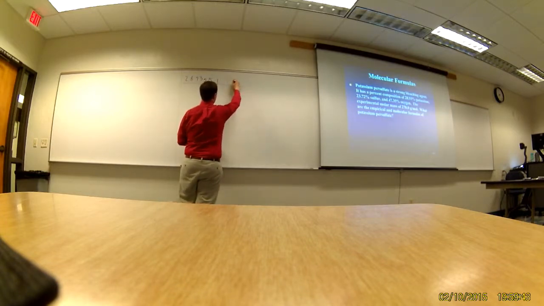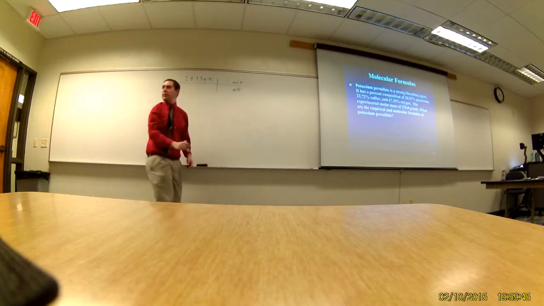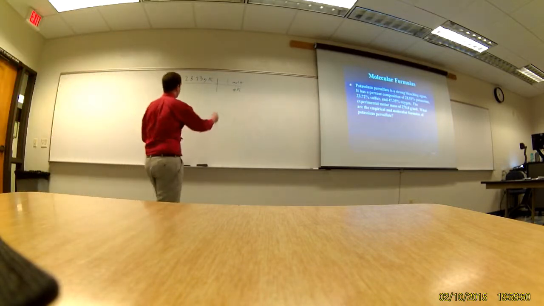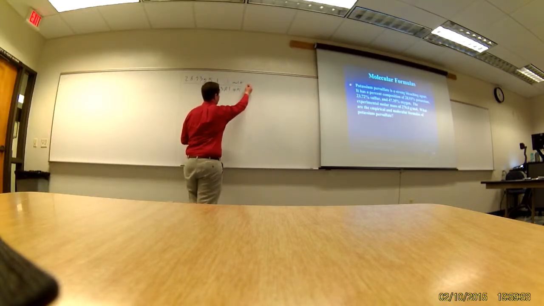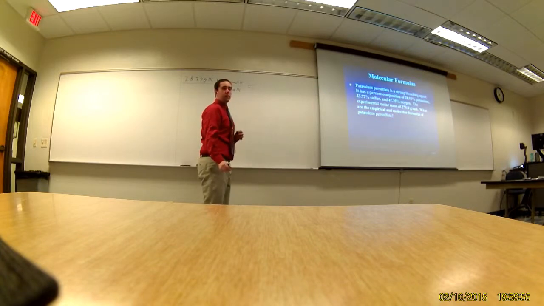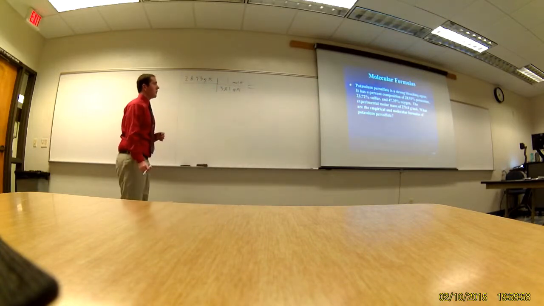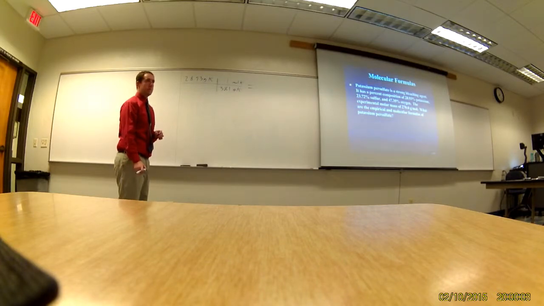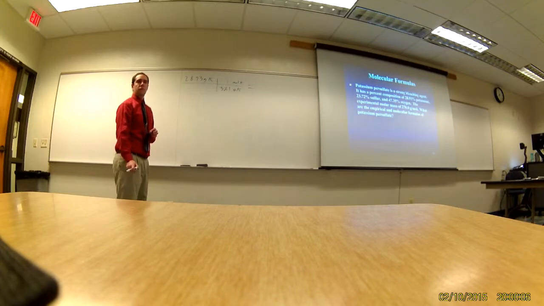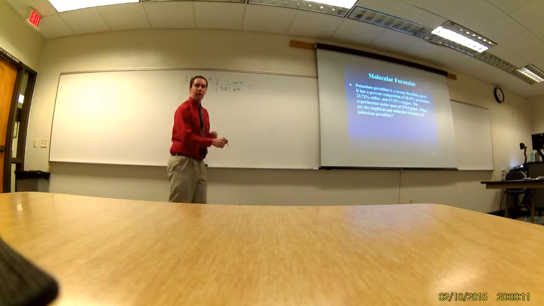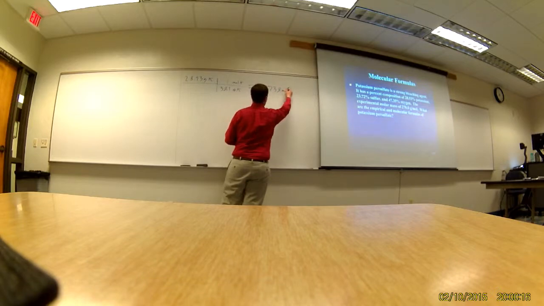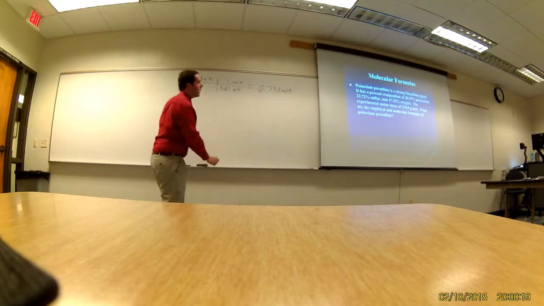Grams potassium, and mole potassium. Potassium is 39.1. What does this equal? 0.739? Yep. 0.739 moles of potassium.